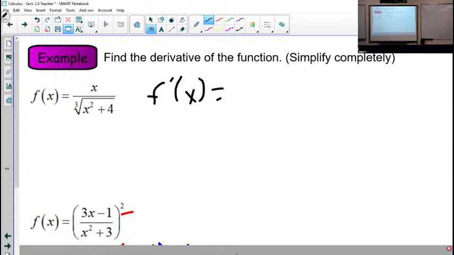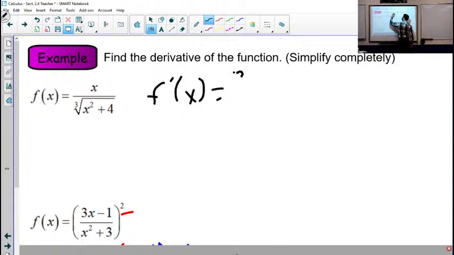This is where we need to start to really be comfortable with those derivative rules we talked about last time, because we're going to use them in much larger derivatives here. This is a quotient rule. So we're going to do low d high minus high d low over the square of what's below.